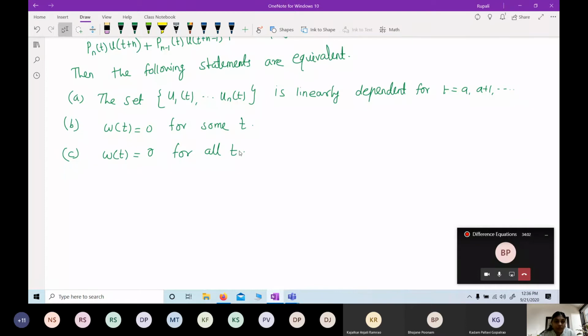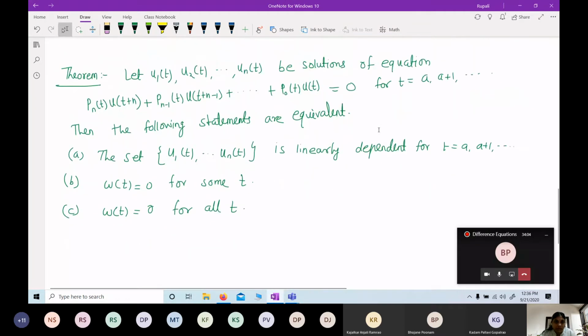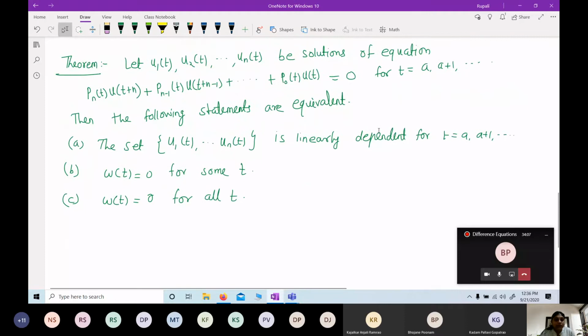Okay, what is the statement? This is an nth order difference equation, so obviously it will have n solutions, right? So let u1(t), u2(t), ..., un(t) be solutions of the homogeneous nth order equation for t equal to a plus 1 and so on. Then we want to prove the following statements are equivalent. Means we want to prove A implies B, B implies C, C implies A.